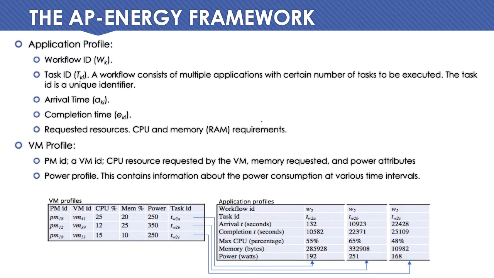A VM profile consists of a physical machine ID. Each VM is assigned a unique identifier, CPU resource requested by the VM, memory requested, and power attributes, including the maximum power utilized. In this work, we assume that power is directly correlated to the CPU utilization. The profiles are periodically updated to maintain the ever-changing energy efficiency requirement in the clusters. We define VM profile and AP as data structures within the framework to support power-aware workflow scheduling in data centers.